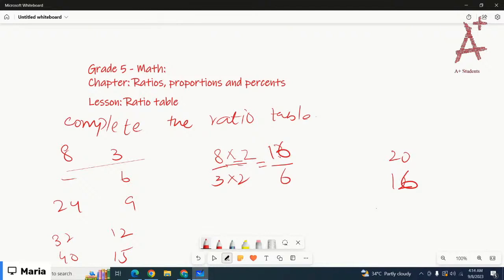Okay, so you can find similar practice questions in the lesson. We're working on grade 5 math. The chapter we're working on is ratios, proportions, and percents. The lesson we're working on is ratio table.